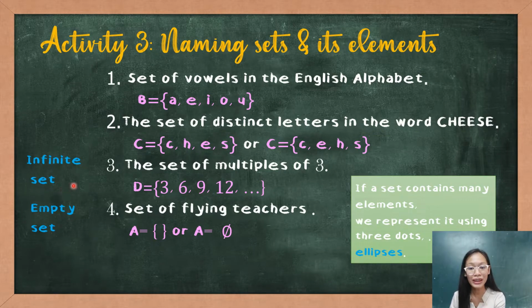For number 3, kasi hindi siya natatapos, it never ends, it is endless. Ang tawag natin dyan ay infinite set. And on our first and second set, ang tawag natin ay finite set kasi sila ay natatapos. Klaro ba yun, class? I hope nakuha ninyo.